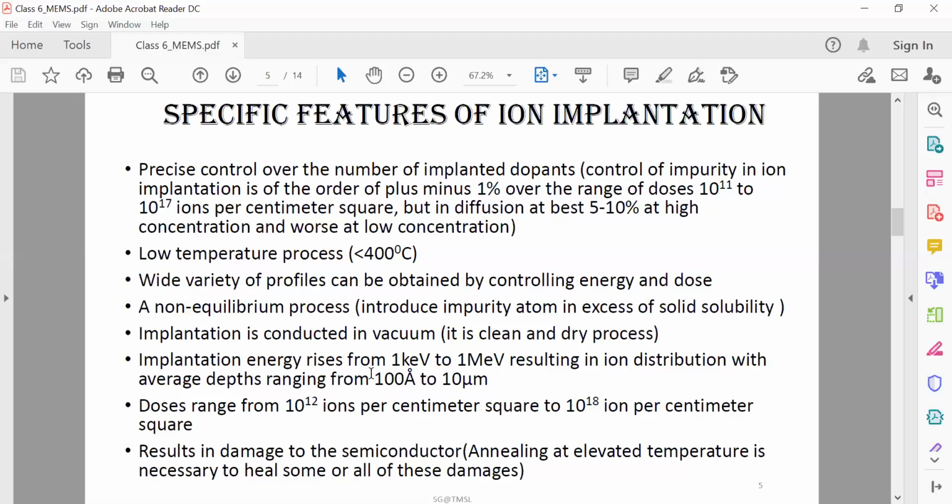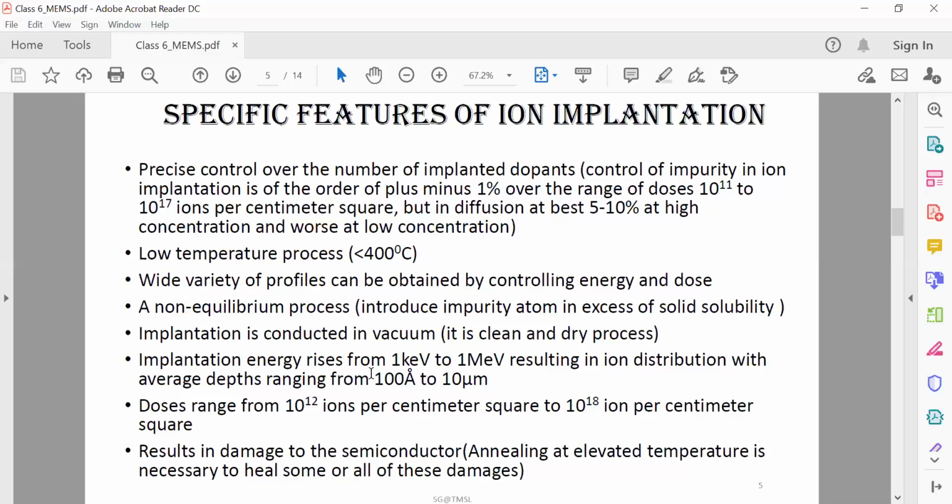The next point is the implantation energy, which ranges from 1 kilo electron volt to 1 mega electron volt, resulting in ion distribution with average depth ranging from 100 Angstrom to 10 micrometer. You can get 100 Angstrom depth by controlling energy, which is not possible in diffusion. So with low energy ion implantation of the order of 1, 2 or 5 kilo electron volt, you can have very shallow depth junctions. Nowadays shallow junctions are all made by ion implantation, not diffusion.